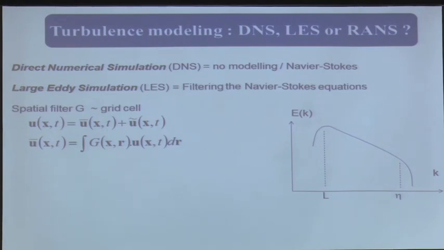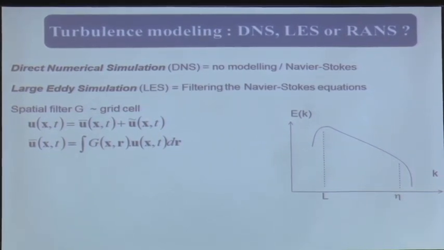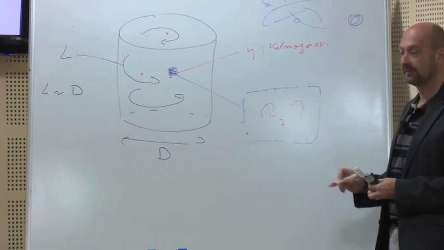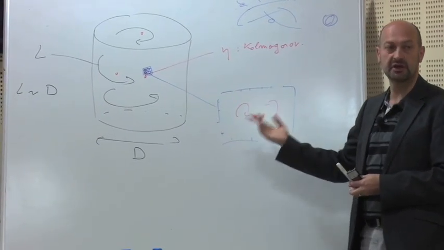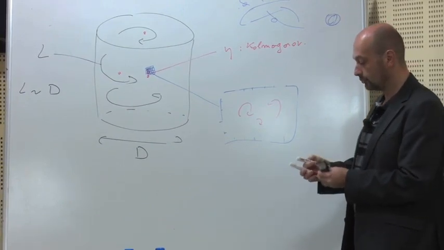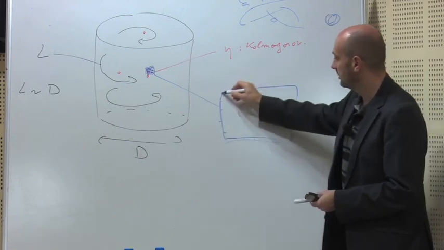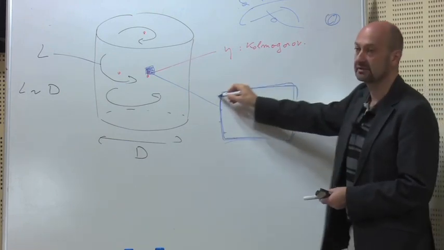Because if I decide that I am not able to solve this small eddy, I will have a mesh, let's say, like this, which is a grid cell containing many small vortices. These small vortices are in charge of dissipation of energy, but you are not able to predict the correct rate of dissipation because your smallest grid cell is like this.